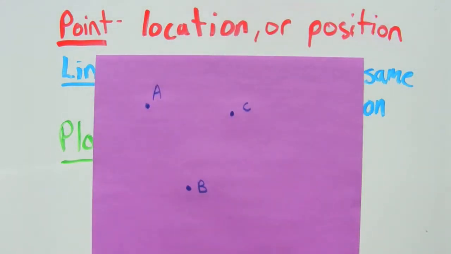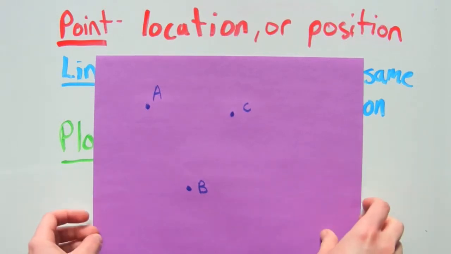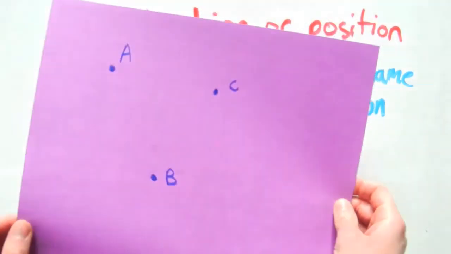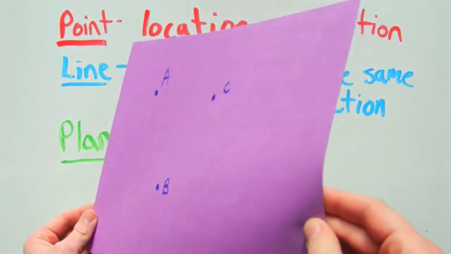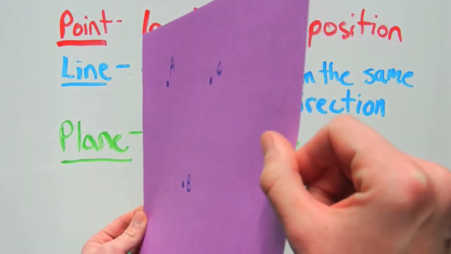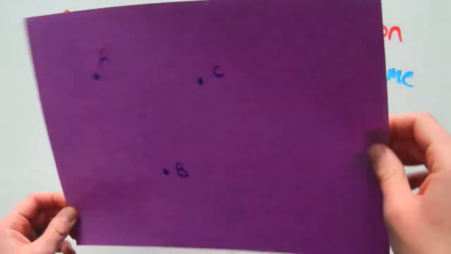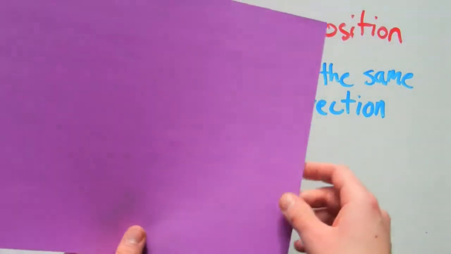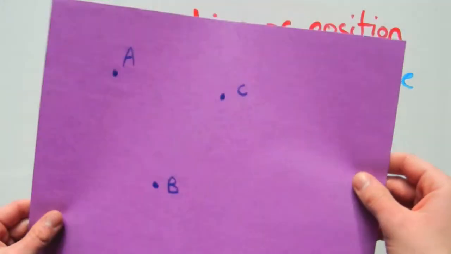So a plane is a flat surface made up of many points. You need a minimum of 3 points to make a plane. There is exactly 1 plane through any 3 points that do not lie within the same line. So I can rotate this at an angle, and A, B, and C will still be on the same plane. I can rotate it forward, backwards, I could even flip it over, but A, B, and C are still on this plane.